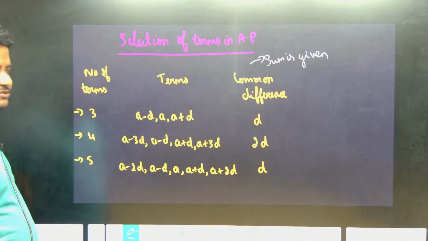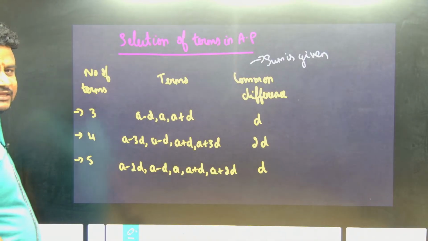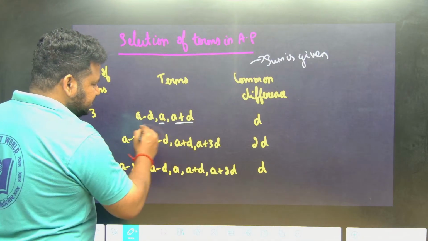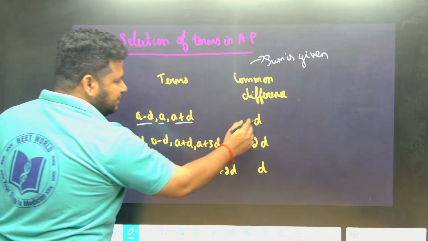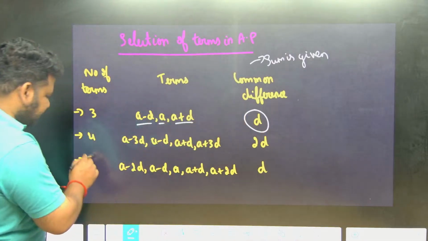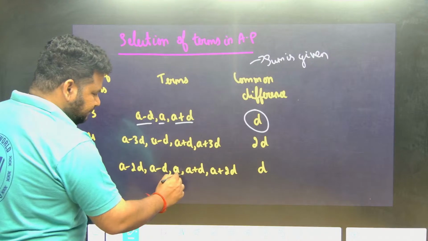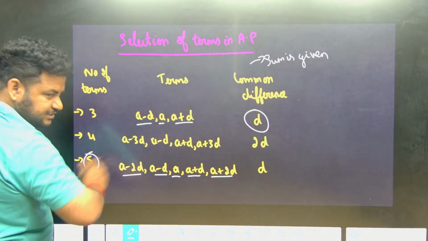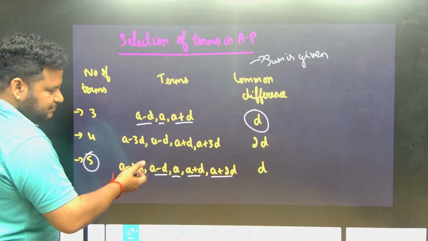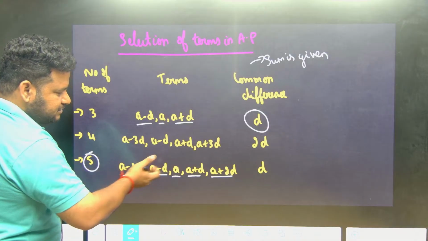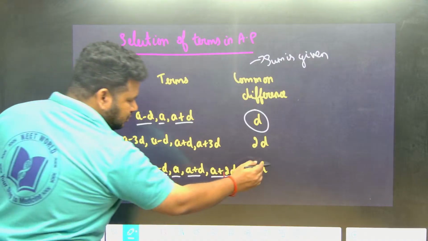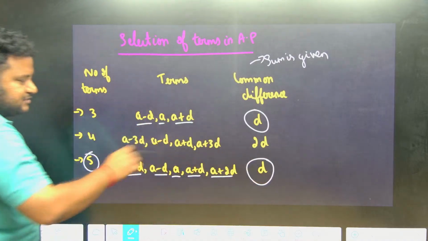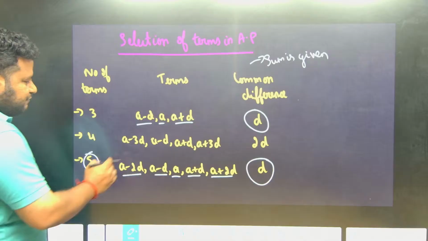Suppose there are 3 terms, that is odd number of terms. We will take the terms as what? A plus D, A, A minus D, and the common difference will be D. Suppose there are 5 terms, again odd, you will take it as A plus D, A plus 2D towards the positive side, A minus D, A minus 2D towards the negative side. This will give us the value of A, and all the D's will get cancelled. And here also, if it is odd number of terms, the common difference is D.